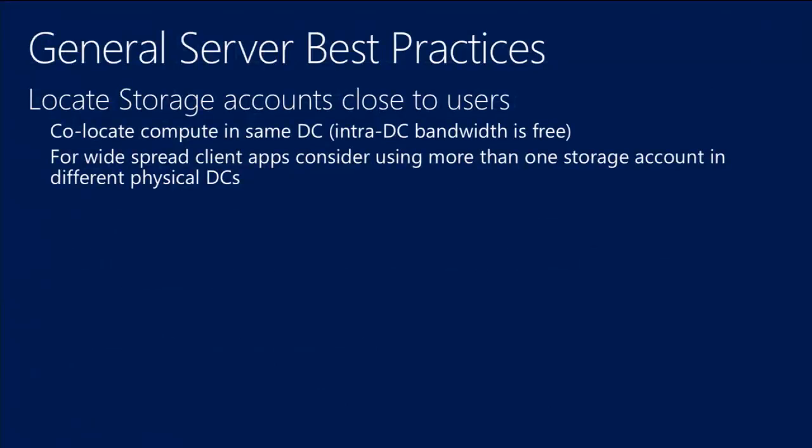All right, so the server best practices. You want to locate storage accounts close to users. If you're running compute in the DC, obviously you want to put the compute with the storage. The inter-DC bandwidth is incredibly fast, but it's also free, which is a good cost optimization. If you have a widespread client, if you're serving mobile clients, things like that, you want to consider possibly using more than one storage account, depending on what your scenario is. So you could have one in North America, you could have one in Europe, things like that.